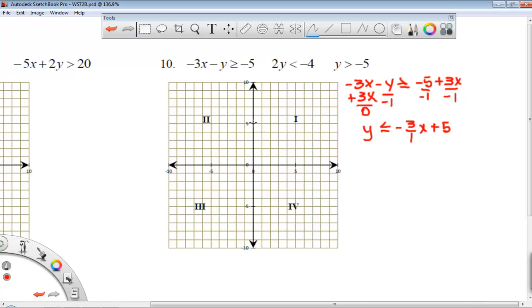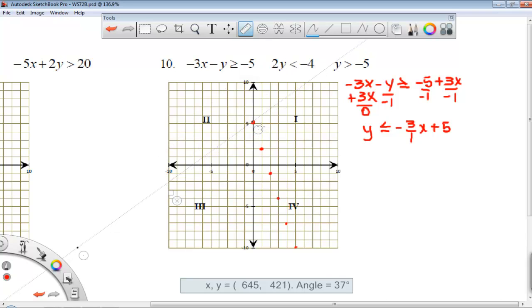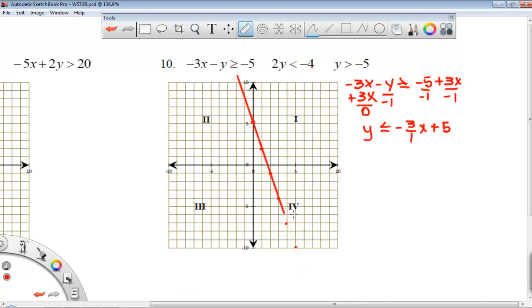We'll graph this starting at 5. Then we count down 3 over 1, down 3 over 1, down 3 over 1. And I know it needs to go this way because it's a negative slope. And let's just do that several times to make sure I have the right line. So we start there on my y-intercept, go down to my last dot. Looks like they all line up. This should be a solid line.